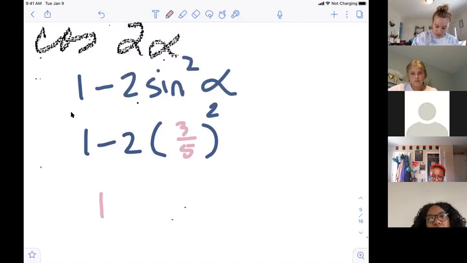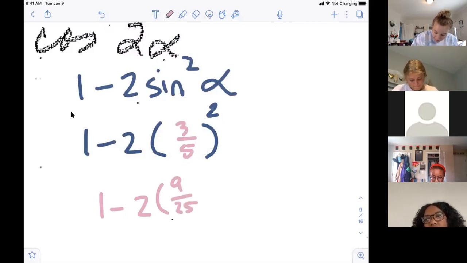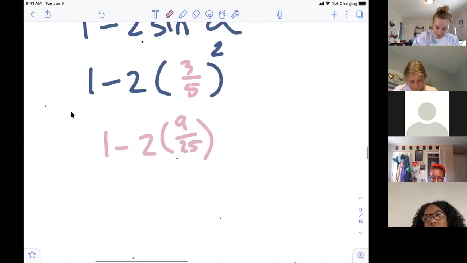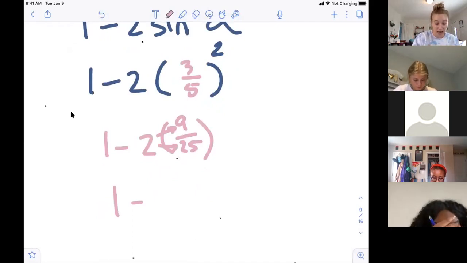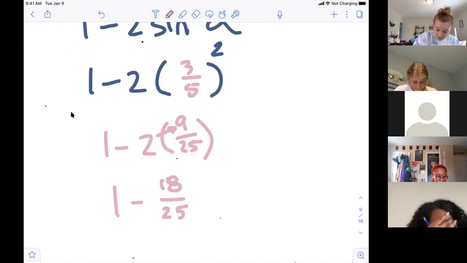So I'm going to solve this. 1 minus 2 times, and don't forget to square before we multiply: exponents before multiplication, PEMDAS. So I've got 9 over 25. Multiply by 2. A big mistake I still see is giving 2 on top and on bottom. 2 times 9 over 25 is not 18 over 50. It's just 18 over 25. You can think of it as 2 over 1 if that helps you multiply your fractions better.